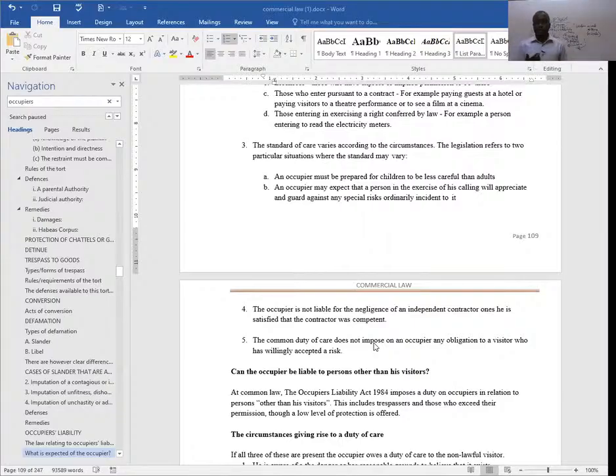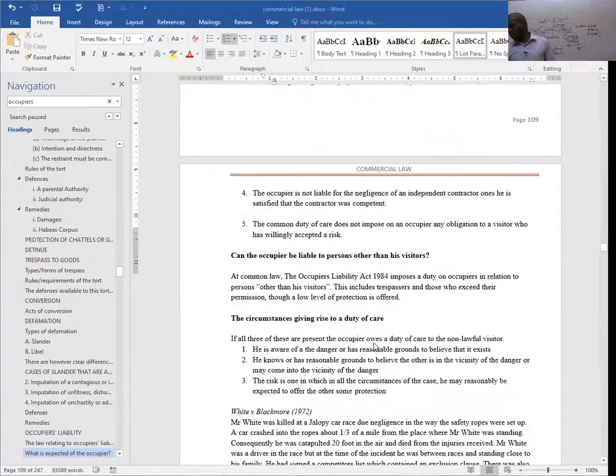A failure to do so means this particular owner, or basically the occupier of that property, can be held responsible under what we call a tort known as occupier's liability. He has failed in his responsibility with regard to those who are visiting his or her premises or property.